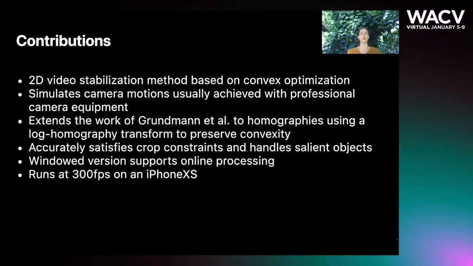Our method builds on the work of Grundmann et al., who simulate motions achieved with professional camera equipment by formulating a convex optimization problem penalizing the L1 norm of the derivatives of the stabilized path. We extend their model from affinities to homographies by using a log-homography transform to preserve convexity. We formulate new constraints to accurately preserve crop and optionally keep salient objects in frame, and propose a windowing strategy for online processing. Our method runs at 300 frames per second on an iPhone XS.